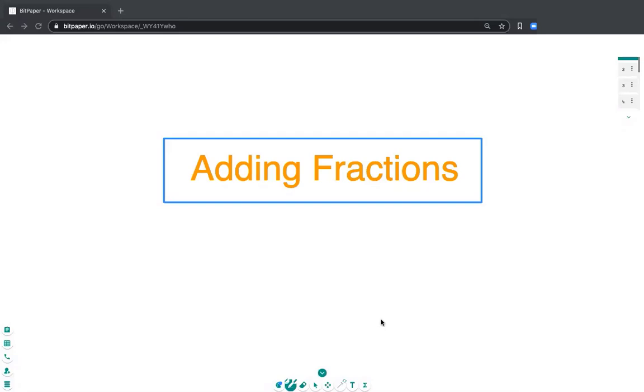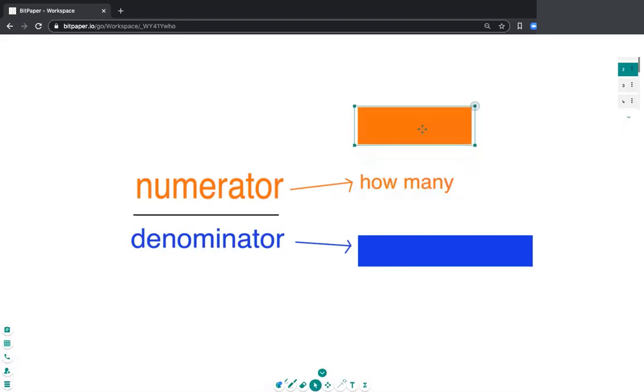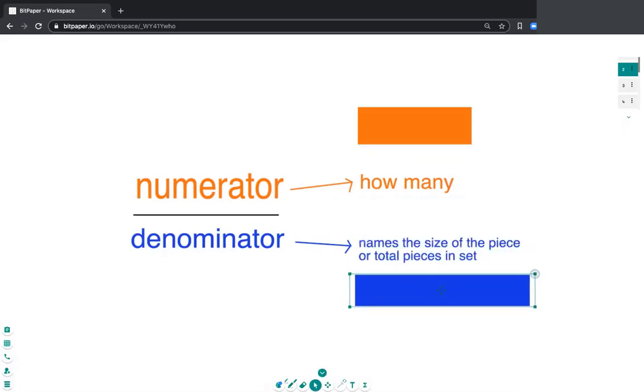I am going to be covering adding fractions today. So as we talk about fractions, it's good to review the terms numerator and denominator. Numerator is how many parts of the whole I have, and denominator names the size of the piece or total pieces in a set, the total amount of parts.